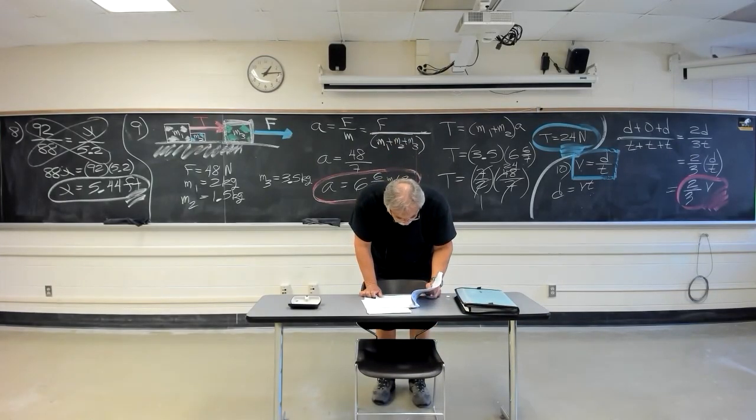So 2v over 3 is the way they give it. 2v over 3 is the same as 2/3 v, obviously, guys. So we know that. All right, let's keep talking.